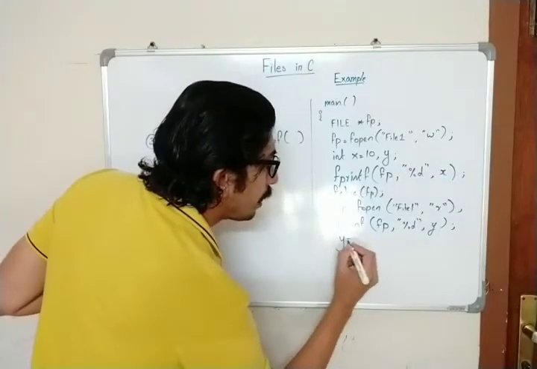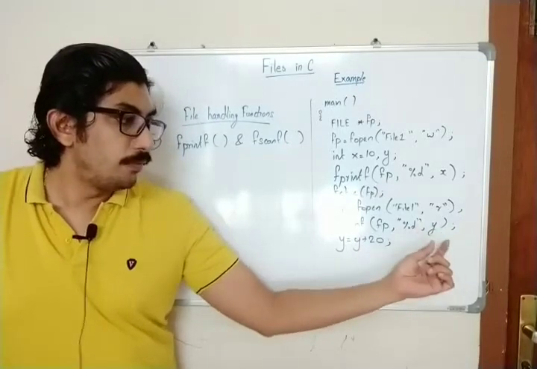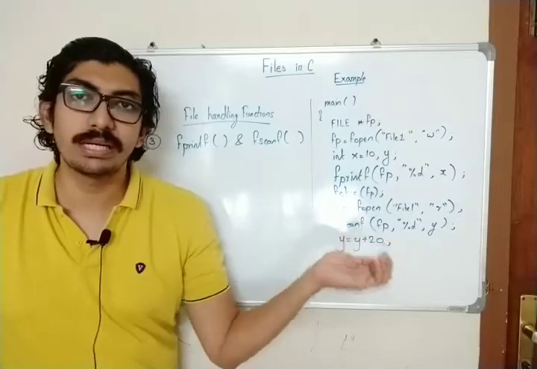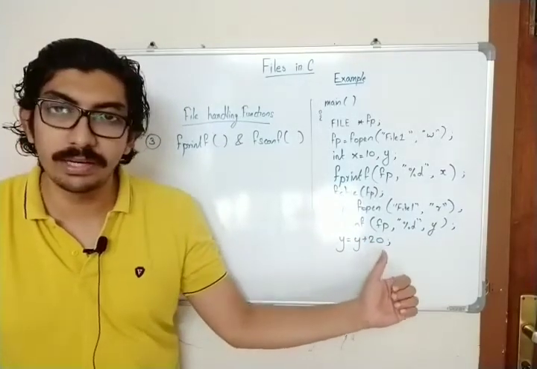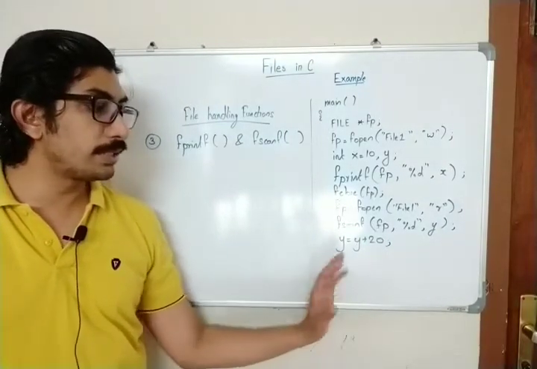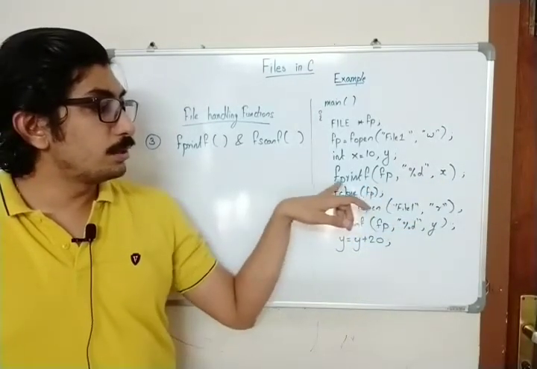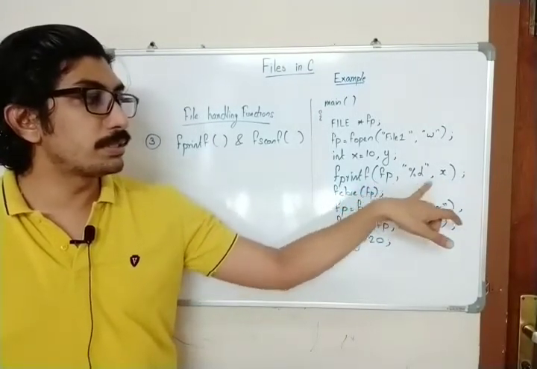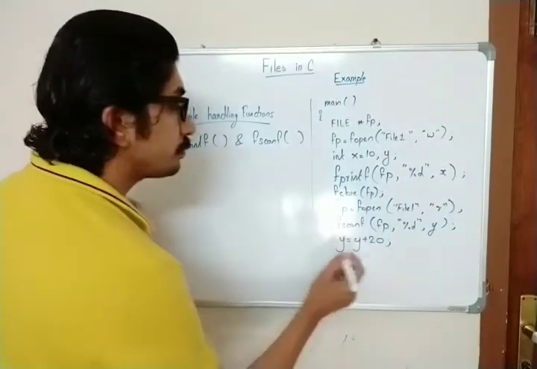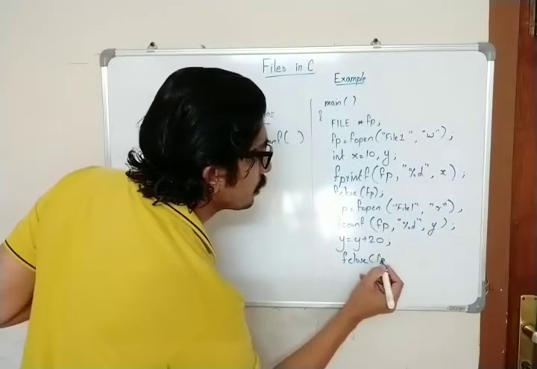Now if you say y is equal to y plus 20, this will actually work because the value in y is now read as an integer. It is no more a string, it is read as an integer, so this operation is valid. Now y will have the value 30. Suppose you have to write this 30 into the file, again you can open it in write mode and enter it using fprintf(fp, "%d", y). So that 30 will be inserted into the file. After the reading operation you can close the file, fclose(fp).